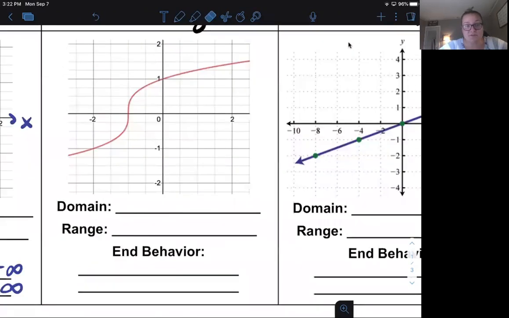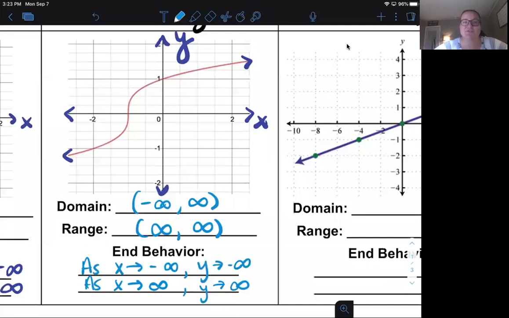Now let's do another example on your own. So what am I saying? Sketch this graph real quick, and then you are going to answer some questions about it. So make sure you add those arrows to the axes and to the graph itself, and label your x and y axes. So go ahead and find the domain, range, and end behavior of this graph on your own.